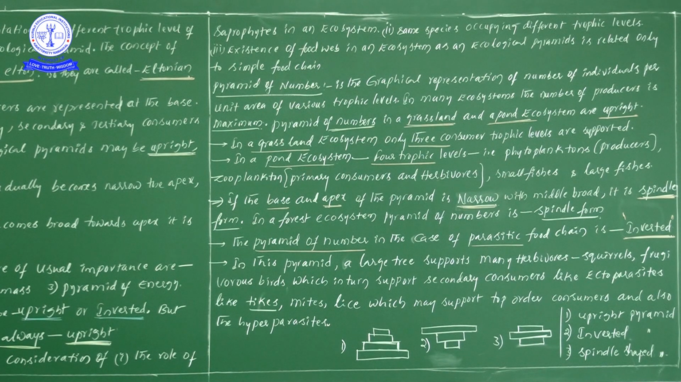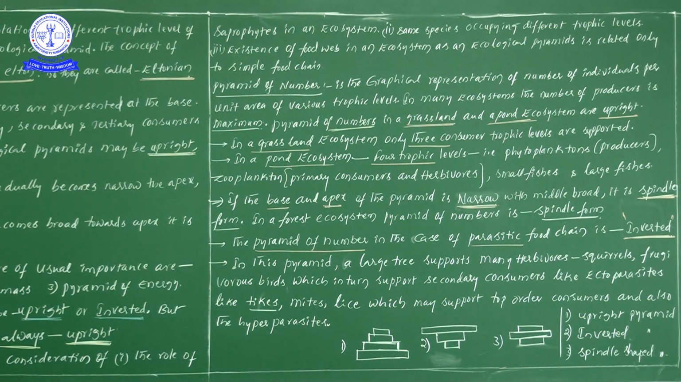Now, let me revise ecological pyramids. What is the information we have learned till now? Ecological pyramids are nothing but a graphical representation of the different trophic levels of a food chain. That kind of form is what we call a pyramid. So these pyramids go by one more name, ecological pyramids.